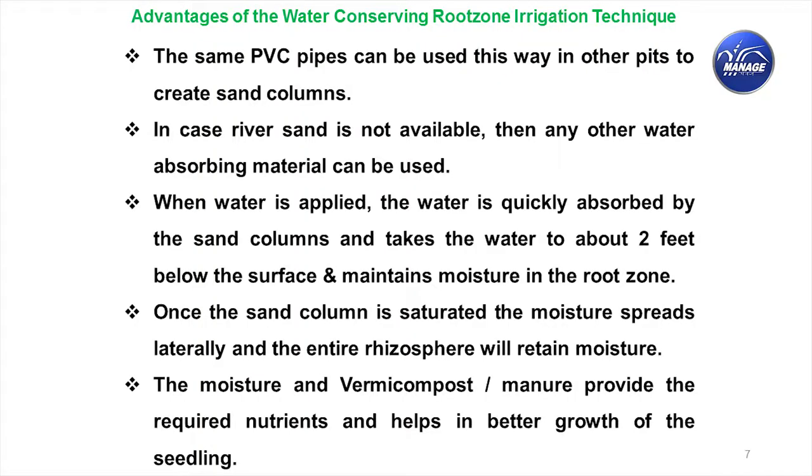Now in this particular technique, you might have noticed that the PVC pipes are removed immediately after planting. So therefore the cost of this technique becomes very less. If you retain the PVC pipe, it will be very expensive. But since we form the sand column, PVC pipes are basically used to provide the sand column. Otherwise, you can't make a sand column in an open pit. So you are taking the support of the PVC pipes. So the same set of PVC pipes can be repeatedly used.